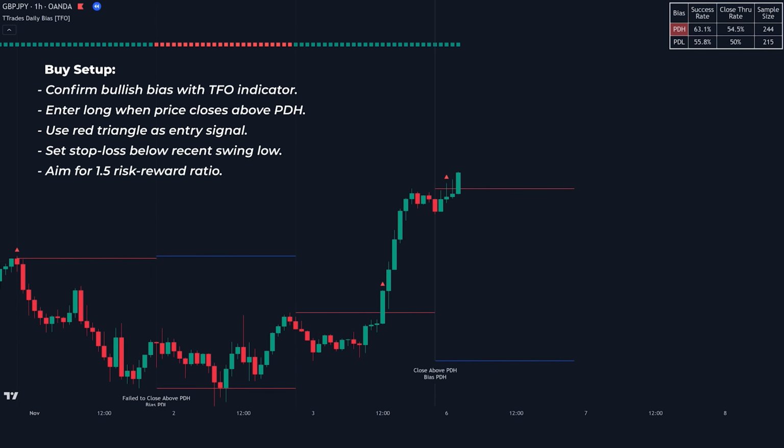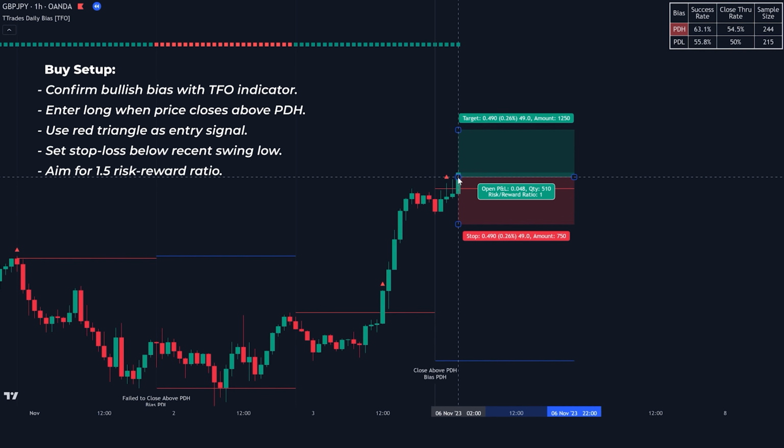Here is another buy setup trade. When the TTrade's daily bias TFO indicator confirms a bullish bias by indicating that the price has closed above its previous day's high, PDH, it signals an opportunity for entering long positions. To initiate a buy position, traders should watch for the appearance of a red triangle on the chart, indicating that the PDH level was breached. Once the red triangle appears, traders can enter a buy trade on the formation of the next candle.